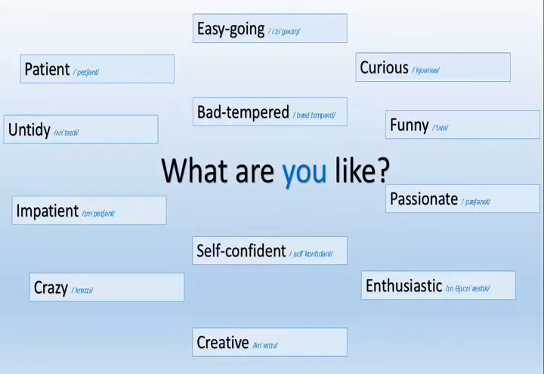What are you like? Are you easygoing? Are you curious? Maybe enthusiastic? Probably crazy. Or maybe impatient? Or maybe passionate or funny? Okay? So you please describe yourself. Tell me, what are you like?